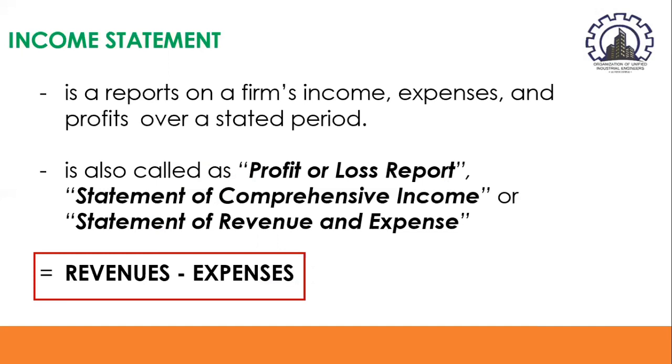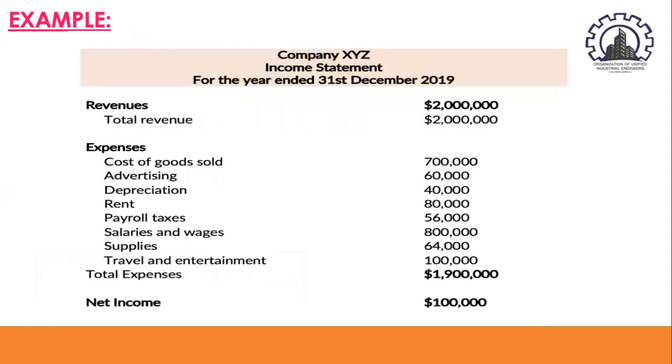And always remember that if we talk about income statement, the 2 important keywords that we should always remember are revenues and expenses. Now, this is an example of an income statement. As you can see, in generating an income statement, the first thing that we need to do is to write the name of the company. In this case, the name of the company is Company XYZ.